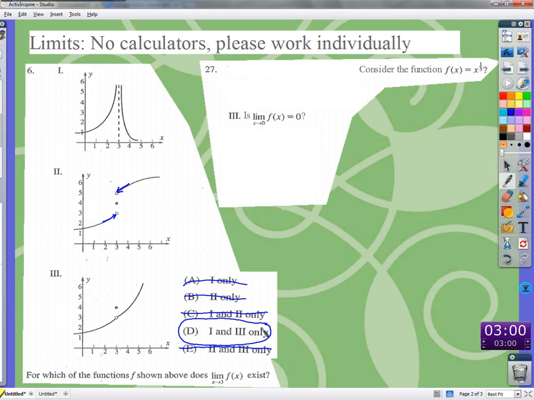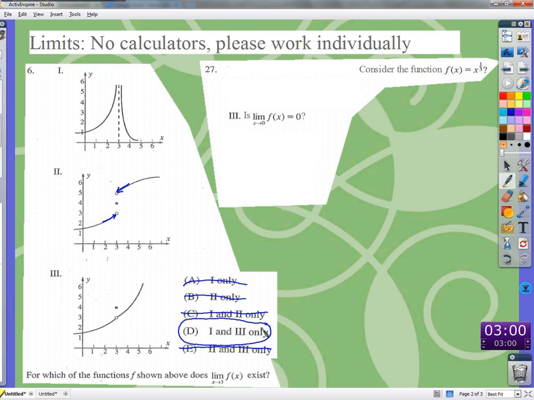And the argument can be made both ways. The limit exists and it's infinity, or the limit doesn't exist because it doesn't approach a single value. Okay? So this one is a little bit tricky. It depends who you ask, what side of the bed you woke up on that day, whether you want to say that there's a limit or there's not a limit. Okay?